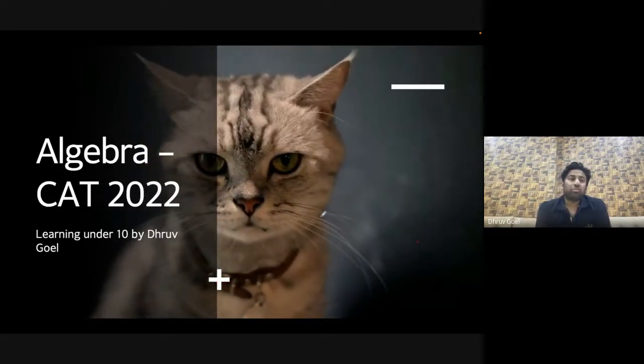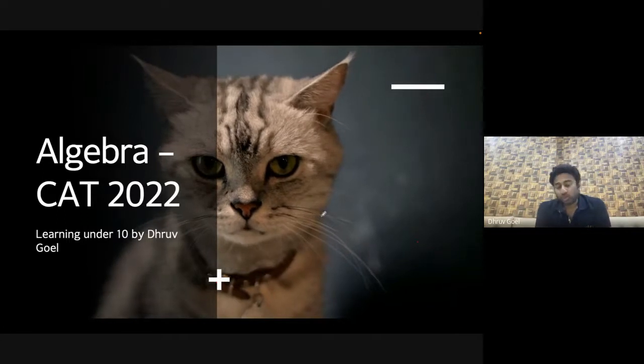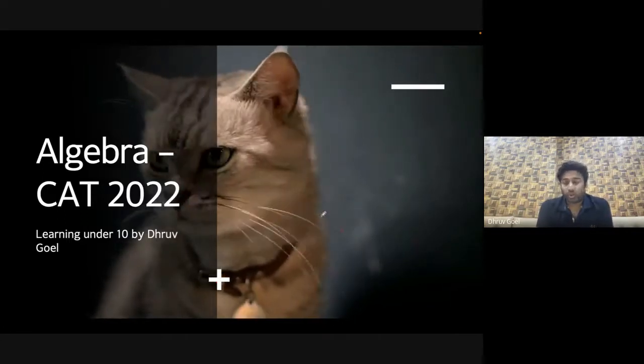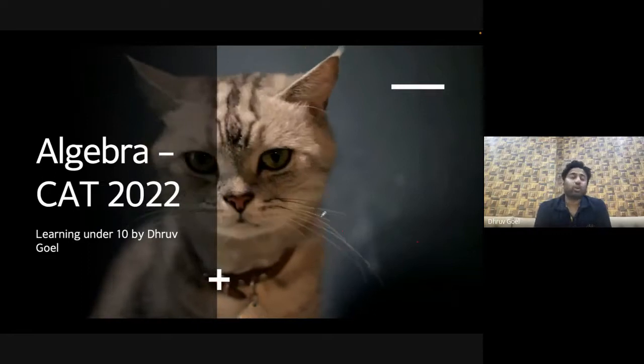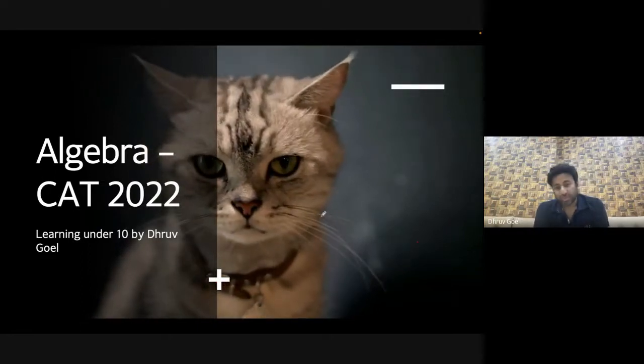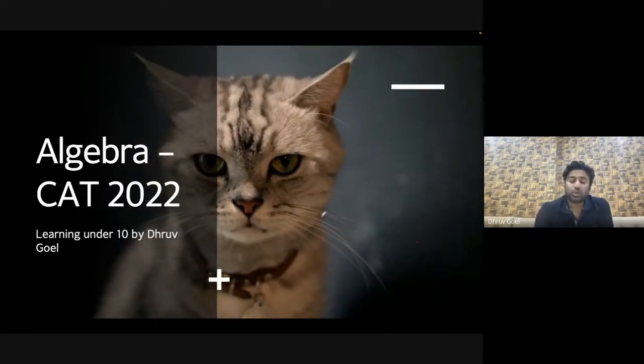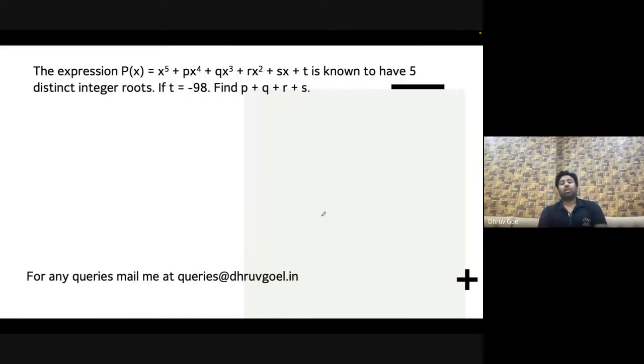So today, a student of mine asked me certain questions. I found those questions very good, and I thought, why not share that with other students of mine, right? So let's discuss those questions in algebra. The first question is, you have a fifth order equation, and it is going to have five distinct integer roots. The constant is given to you. You have to find out the other coefficients, correct?